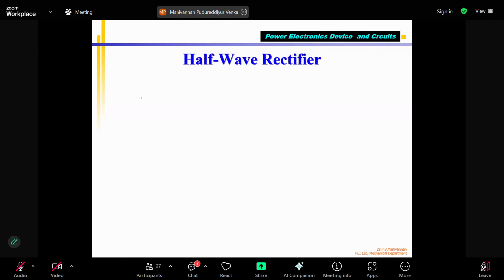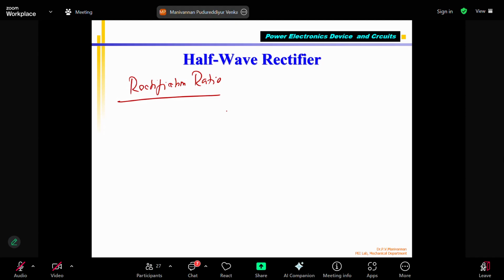Rectification ratio. Did we talk about rectification ratio? No, correct? Okay, next parameter, rectification ratio. See, these are all important parameters to decide whether to use half wave or full wave. This is well known, but for understanding, we are teaching this.